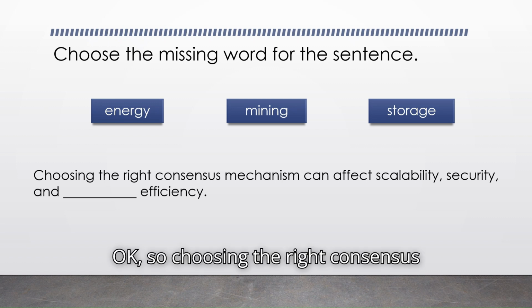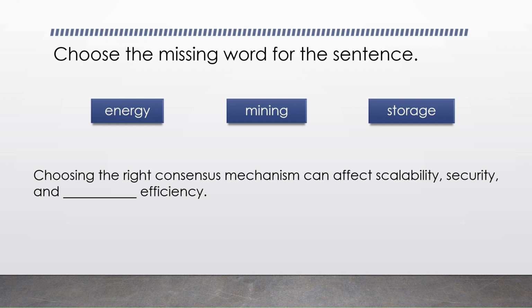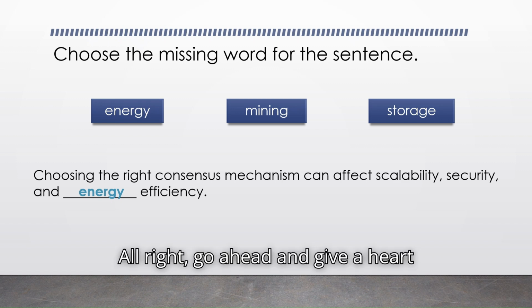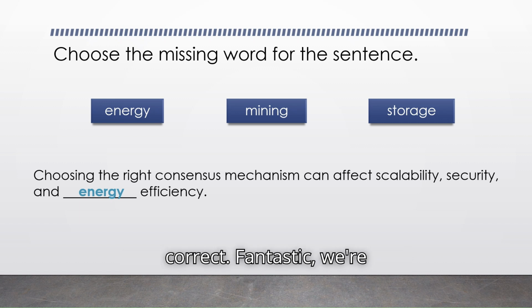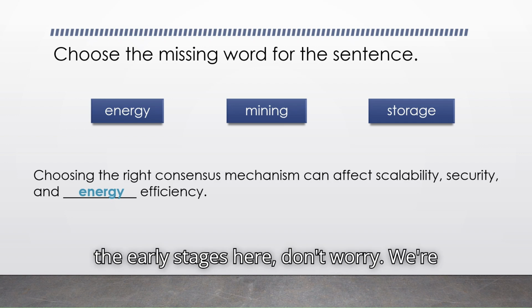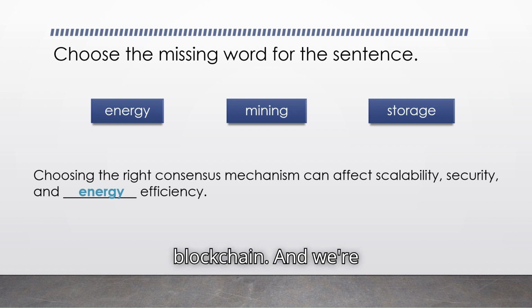Okay, so choosing the right consensus mechanism can affect scalability, security, and energy efficiency. All right, go ahead and give a heart emoji if you got all three of those correct. Fantastic. We're rolling here. We're learning. If not, don't worry. We're in the early stages here. We're going to get better at this as we go. We're going to become more fluent at Web3 and blockchain, and we're going to get the ball rolling and keep it rolling.